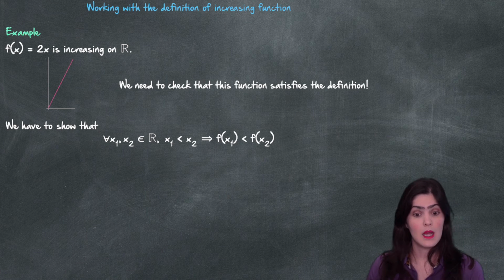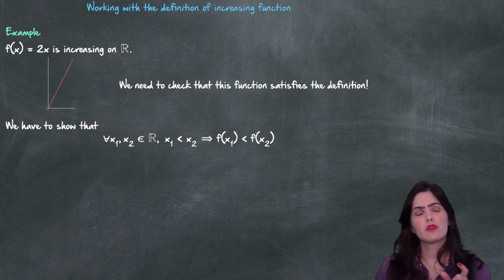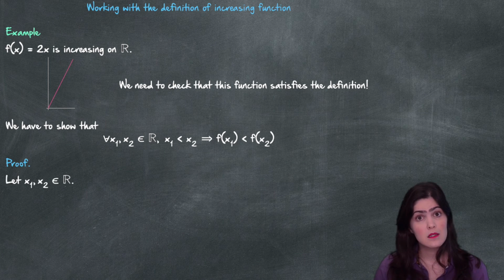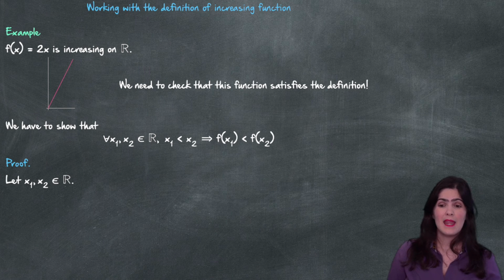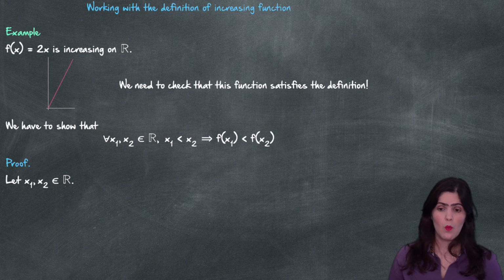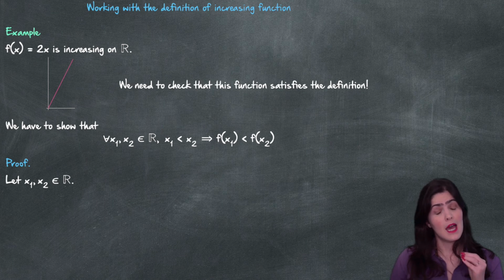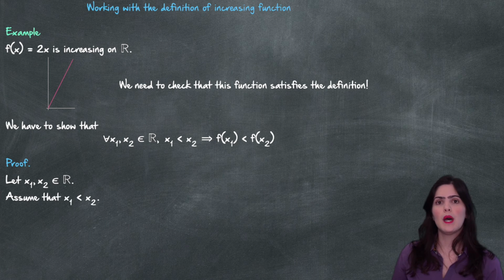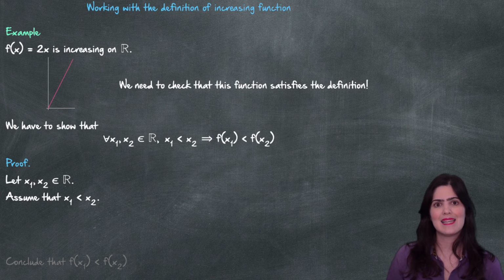Well, how do we prove this? First of all, we're proving a statement that begins with a universal quantifier, so we need to fix arbitrary real numbers x1 and x2. Then we have an implication. So, what is the implication here? Well, we need to assume the hypothesis and end up reaching the conclusion. So we're going to assume that x1 is less than x2, and we need to conclude that f of x1 is less than f of x2.